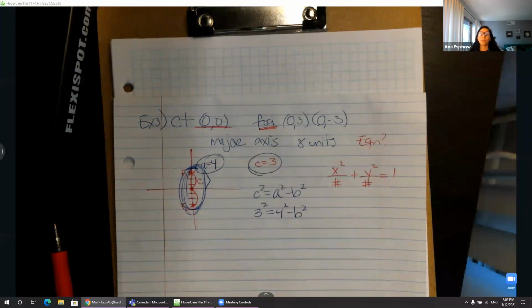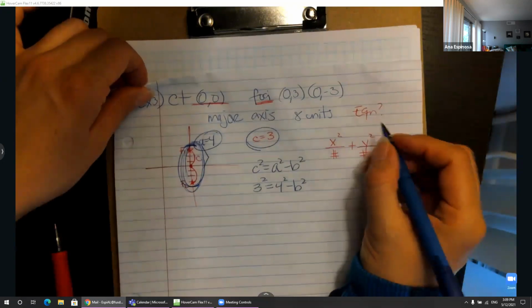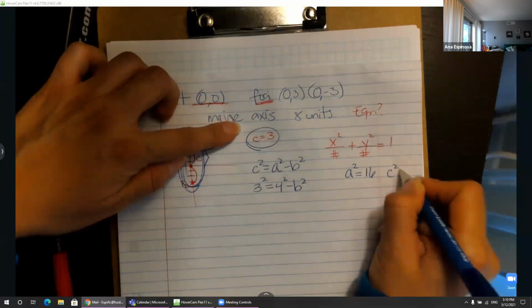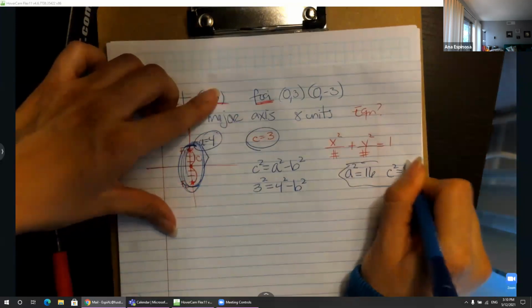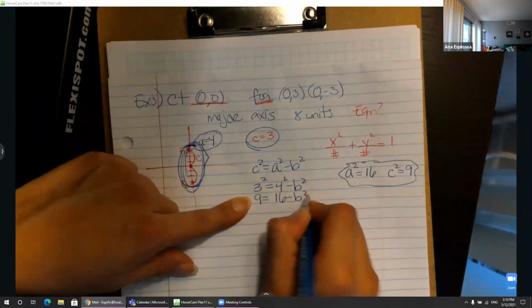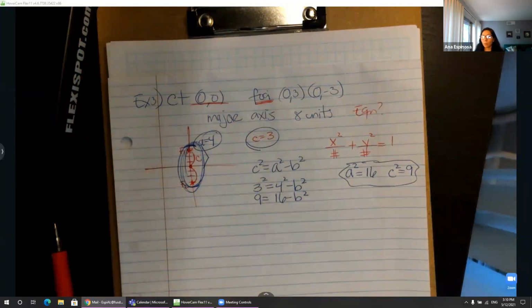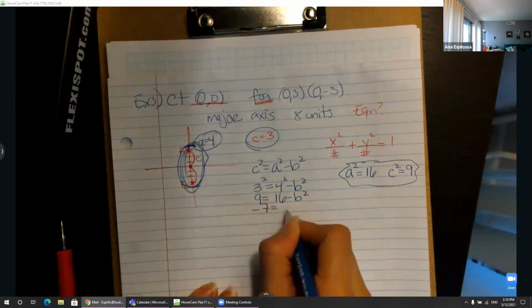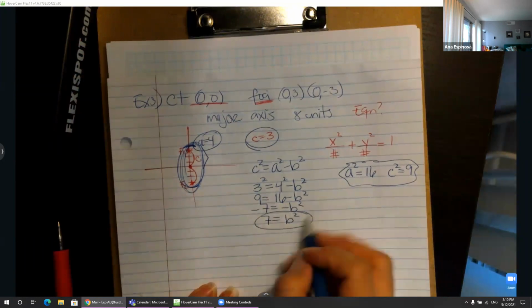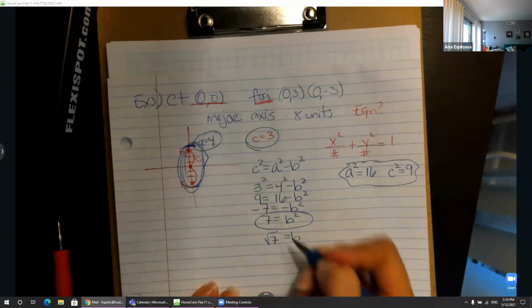You do not have to solve for B. You can if you want, but you're going to end up squaring it anyway. So A squared is 16 and C squared is 9. Here it is, 9 equals 16 minus B squared. Okay, it looks like you can end up with a negative, but it actually isn't the case. It's a bit deceiving, but don't worry. Move this over, negative 7, negative B squared. So B squared equals 7. You can stop here if you wanted to.